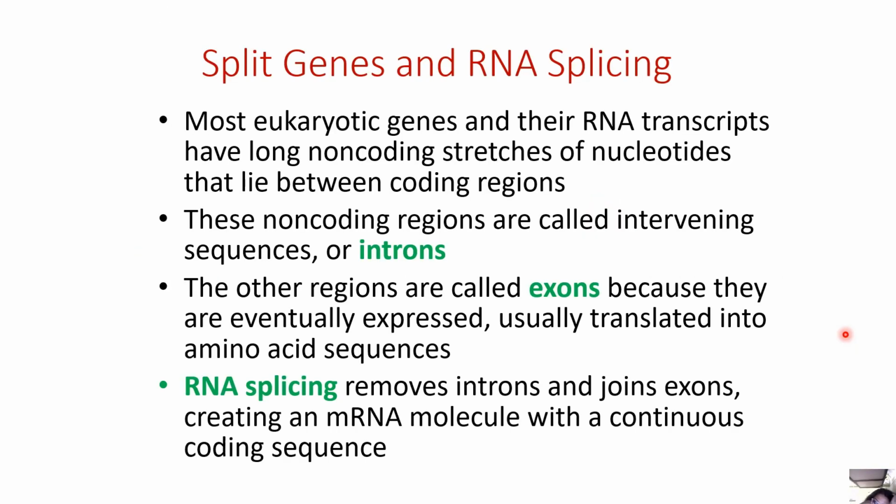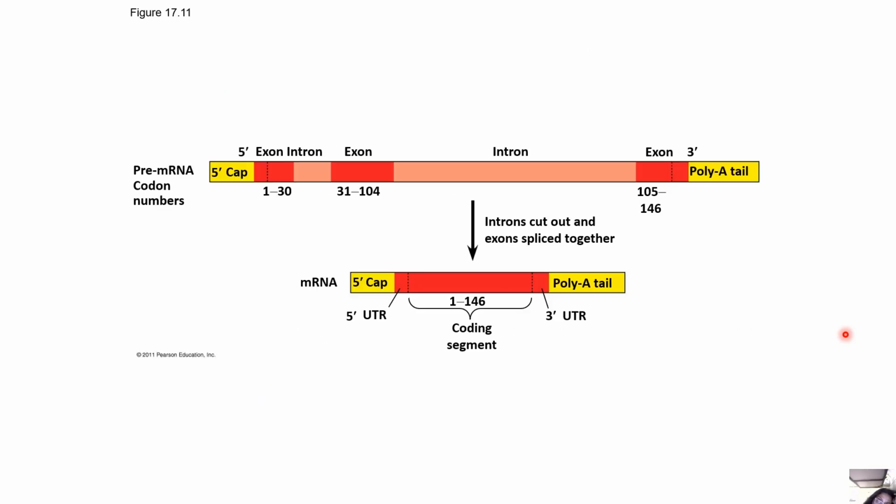Now, most eukaryotic genes and their RNA transcripts have long non-coding stretches of nucleotides that lie between coding regions. These non-coding regions are called intervening sequences or introns. Other regions are called exons because they are eventually expressed, usually translated into amino acid sequences. RNA splicing removes introns and joins exons, creating an mRNA molecule with a continuous coding sequence.